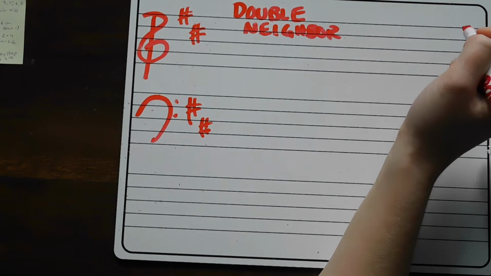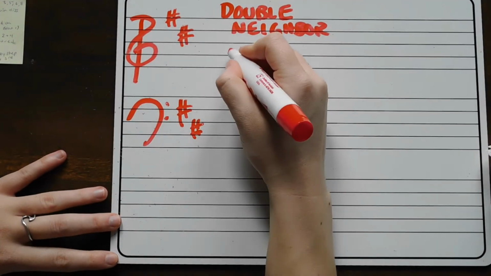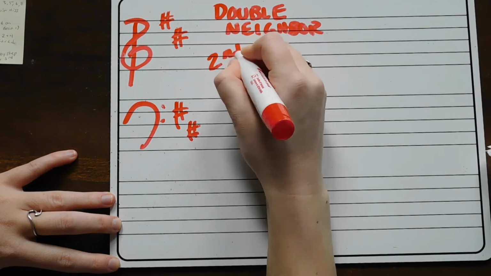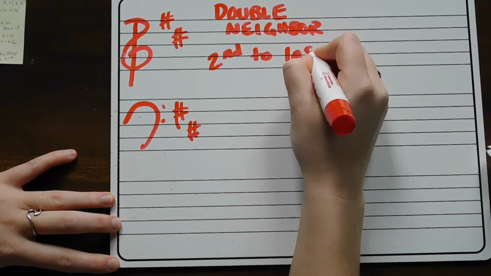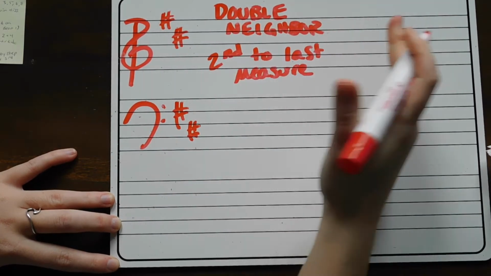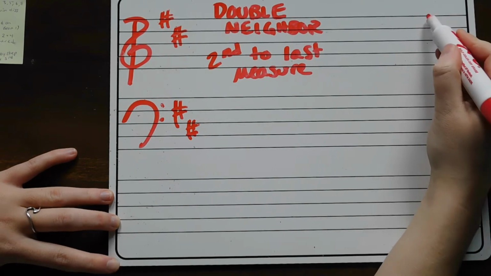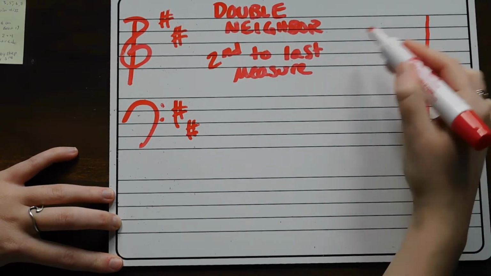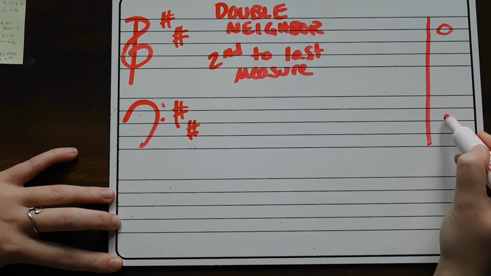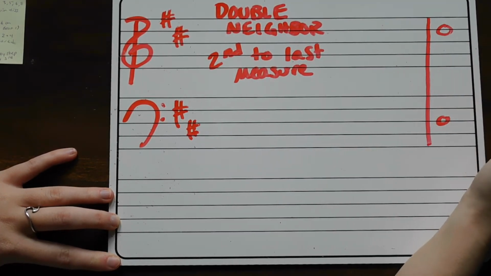All right, so your double neighbor can only happen in the second to last measure. So I don't want to see this figure anywhere else except for the one before your whole note. So actually we are counting this whole note measure. So let's say this is the end of it, right? This is your last measure. This can only happen in your second to last measure, okay?